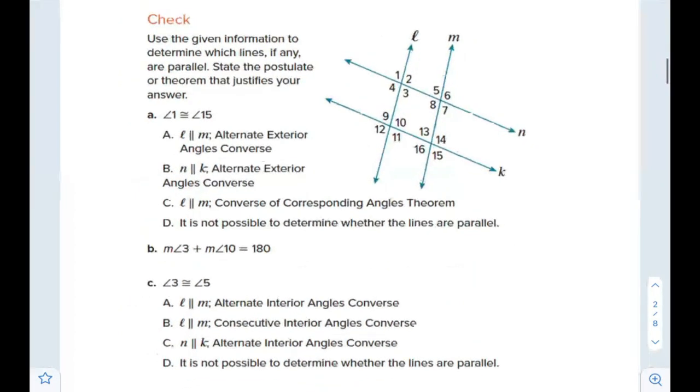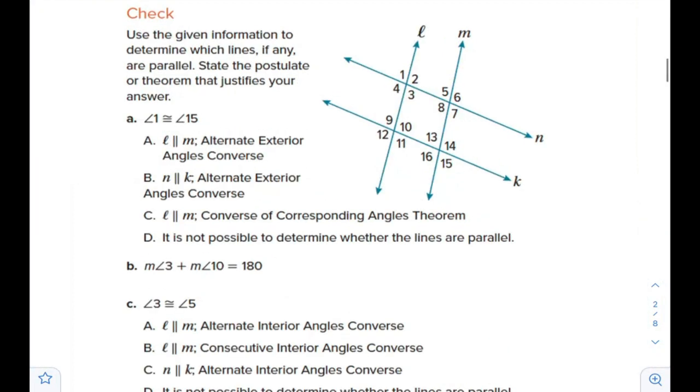Use the given information to determine which lines, if any, are parallel. State the postulate or theorem that justifies your answer. Now, it's given here that angle 1 is congruent to angle 15. Let's highlight angle 1 and angle 15 and check. Is there any relation between them? Are they sharing a transversal, so that we know they are alternate? For example, some might say that they are alternate exterior angles.